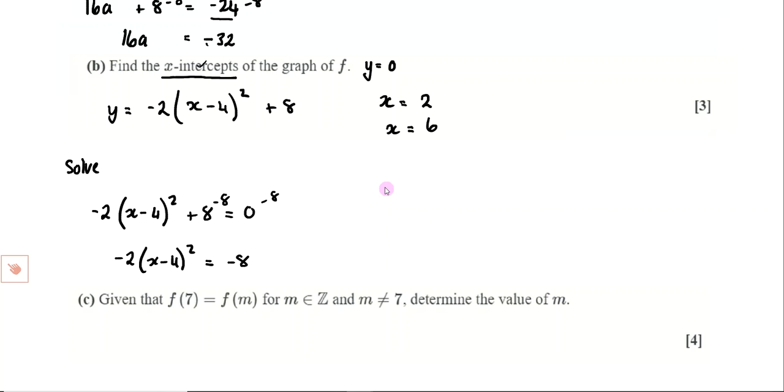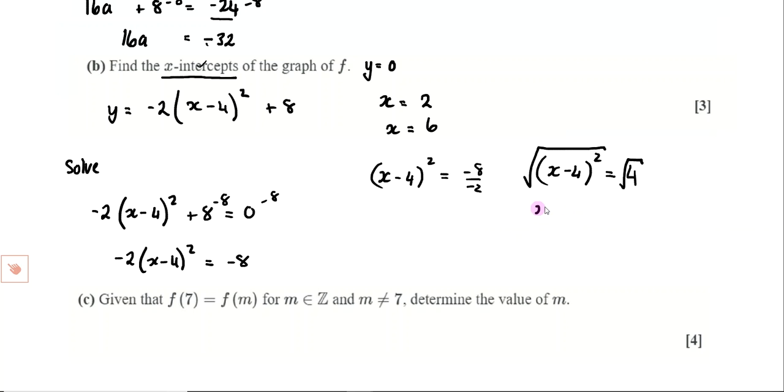Divide by negative 2, yeah. So I'm going to leave with x minus 4 all squared is equal to negative 8 divided by negative 2. So that gives me x minus 4 squared is equal to, what is negative 8 divided by negative 2? 4. Okay. Now we can square root both sides because we've got squared. So if I square root both sides, what do I get?